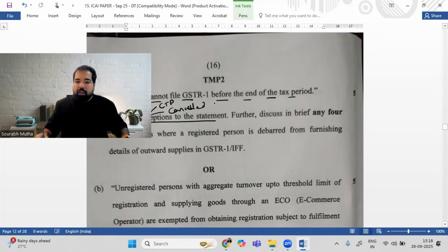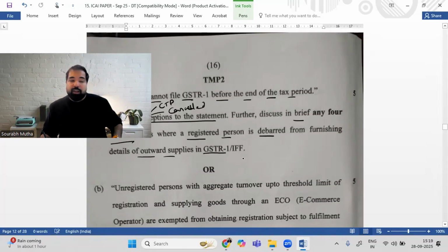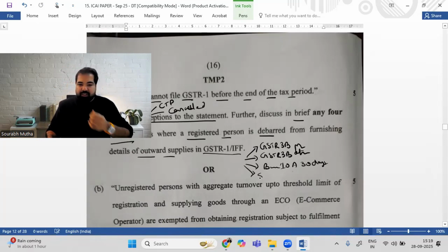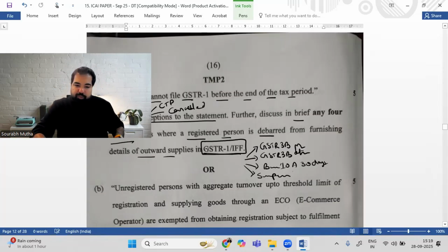Further, discuss any four circumstances where a registered person is debarred from furnishing the outward supply in GSTR1. If you are debarred, that's a big problem, so you can't make outward supplies. When is the government so upset? When you have not filed your GSTR3B for the particular month. If you're filing quarterly, if you have not filed your GSTR3B for the particular quarter. Next, if you have not updated your bank details as per Rule 10A within a period of 30 days. And last, if your GST registration has been suspended, in that case, you are debarred from filing your GSTR1 or your IFF. Perfect.